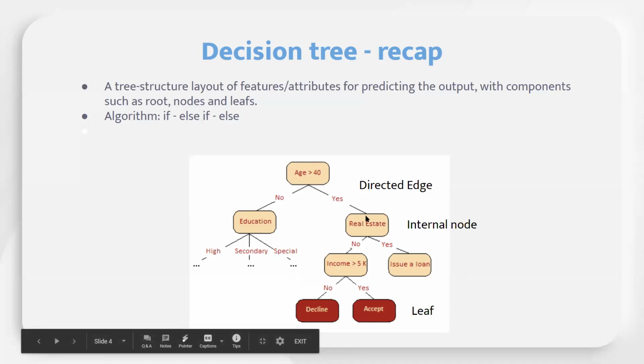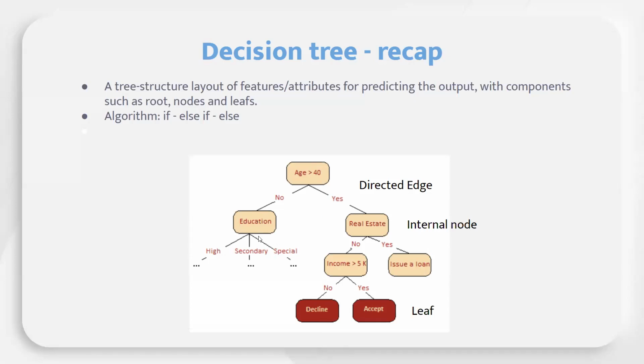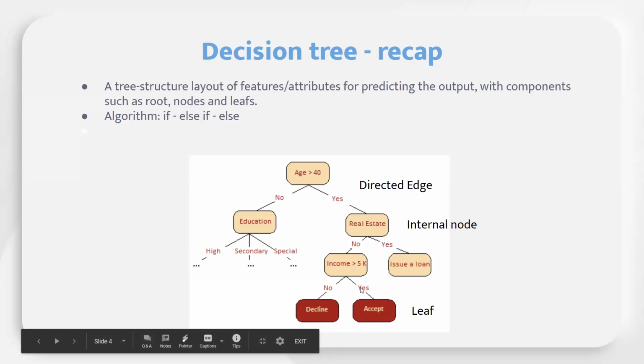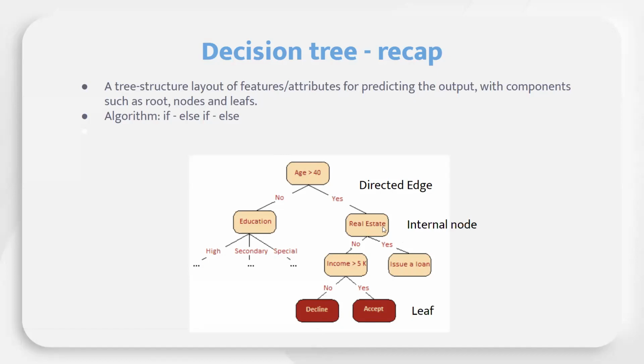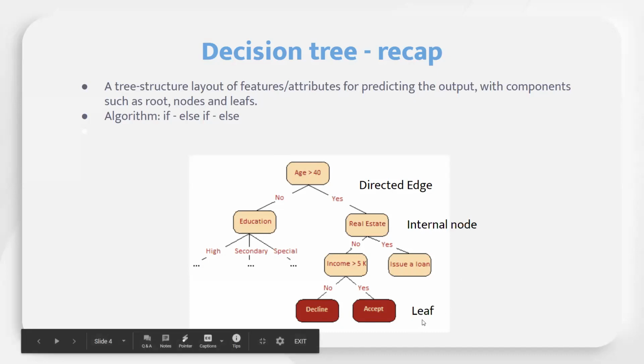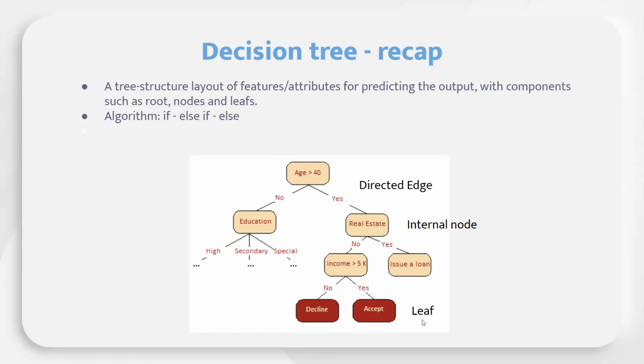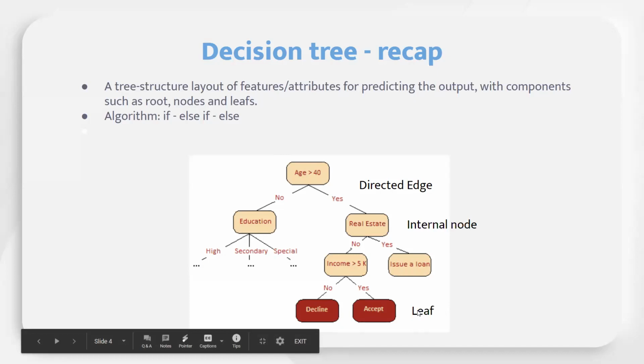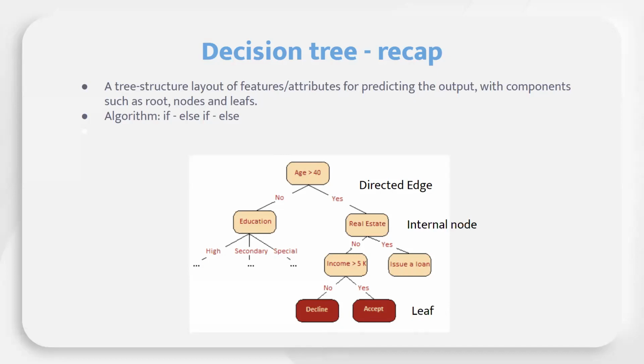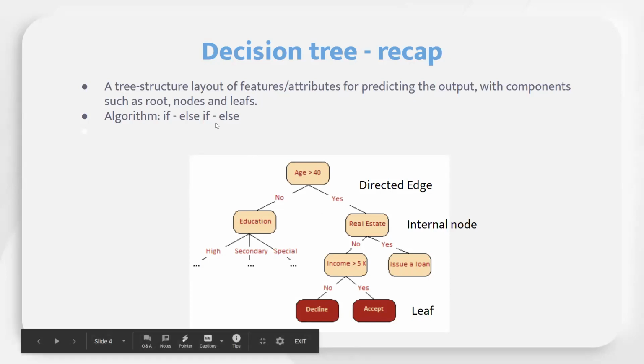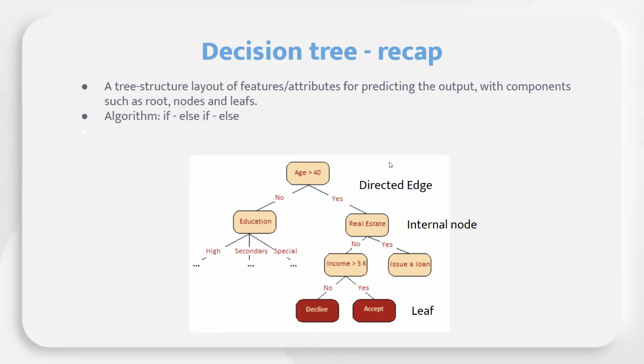In the diagram, the yes or no lines are what we call the directed edges. Besides the top and the bottom, the internal decision points we make to split the tree are called internal nodes, and whether we accept or decline the loan is known as a leaf. Depending on which attributes have more importance, we use the if-else or else-if algorithm to construct these trees.